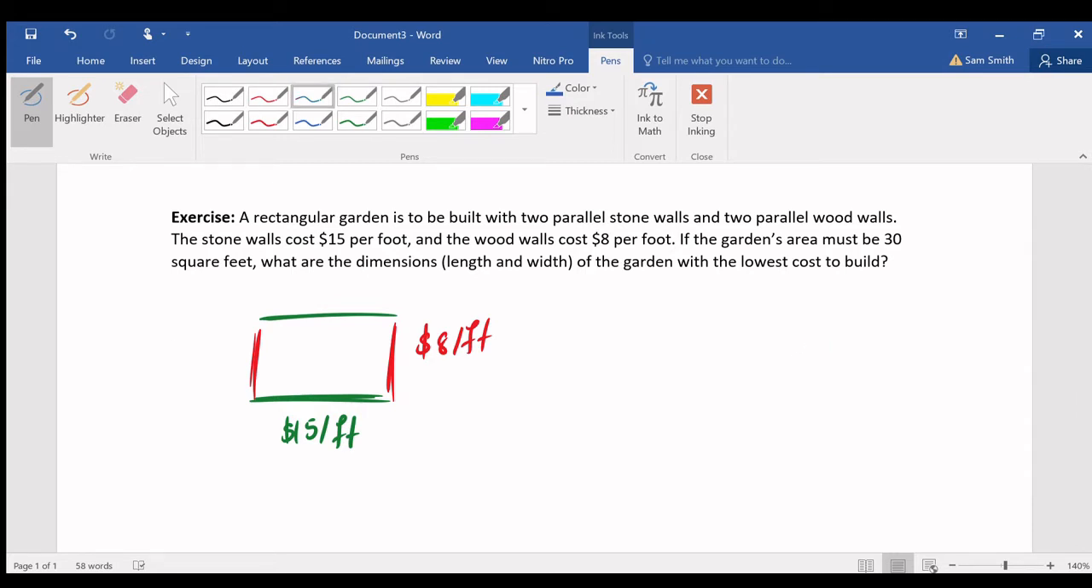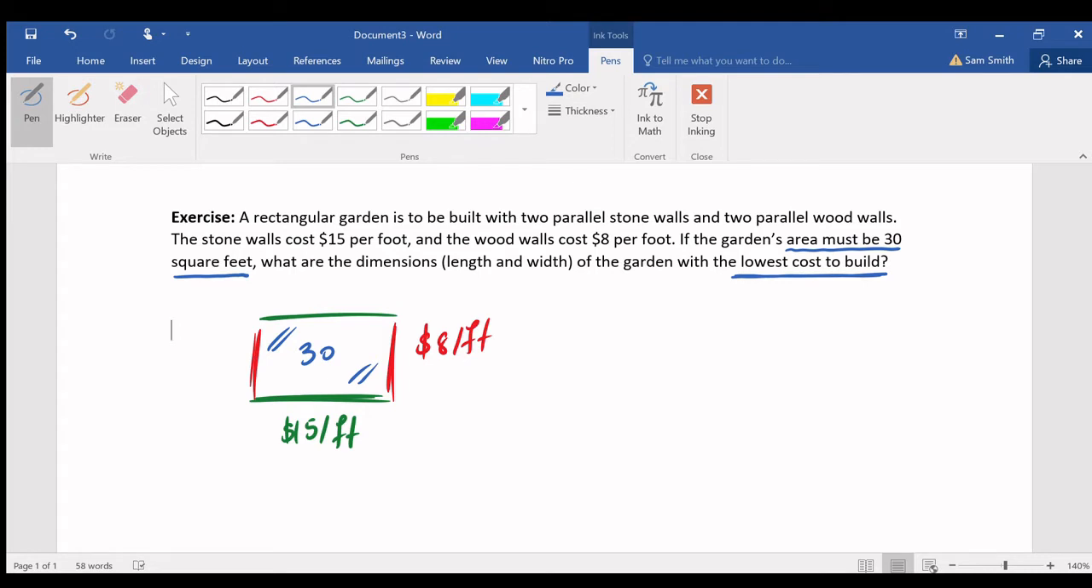Now, here is the restriction placed on us as we are building this rectangle. The first restriction is on the size of the rectangle. We want the size of the rectangle to be 30 square feet. Not only that, but when we build this rectangle, our goal is to build it so that the overall cost of building the garden is minimized. So, two requirements. The area must be 30 exactly, and the cost must be as small as possible.